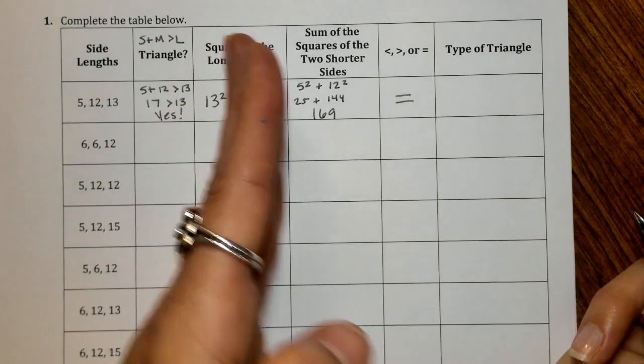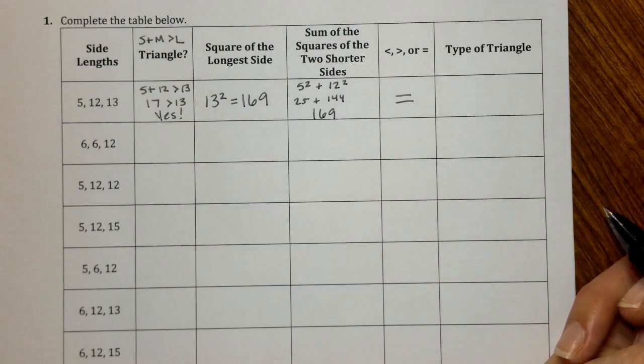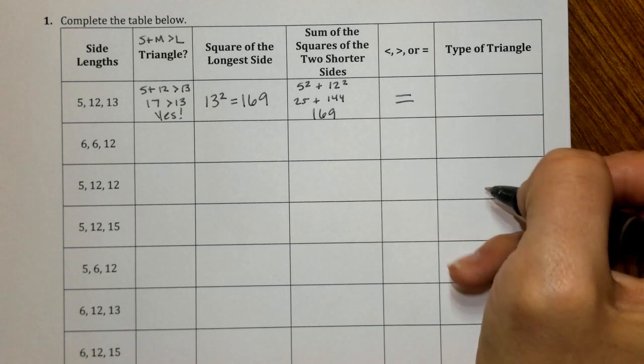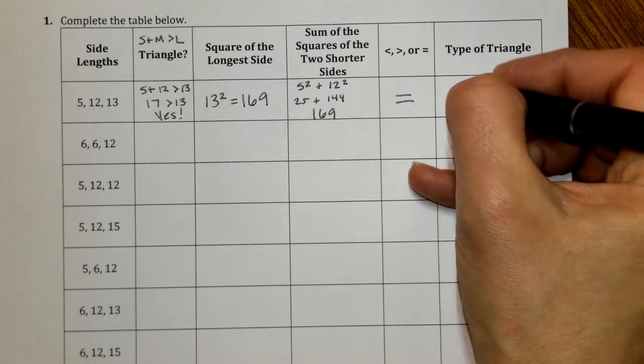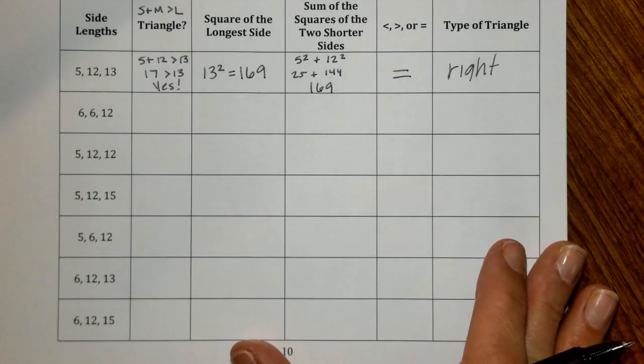And that's why it's set up in this way, the longest side squared first, and then the sum of the shorter two sides squared. So now we can look at, okay, if it's equal to, we have a right triangle. So we're going to continue through doing the same thing.